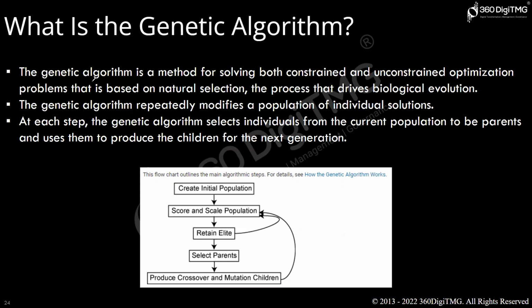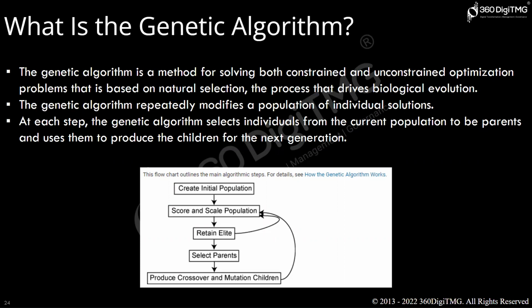So genetic algorithm is a method for solving both constrained and unconstrained optimization problems, which is based on natural selection, the process that drives biological evolution. We are seeing what a genetic algorithm is. The name itself says genetic, which means you should think of biology, right? The genetic algorithm is a method of solving both constrained and unconstrained optimization problems that is based on natural selection and the process that drives biological evolution.